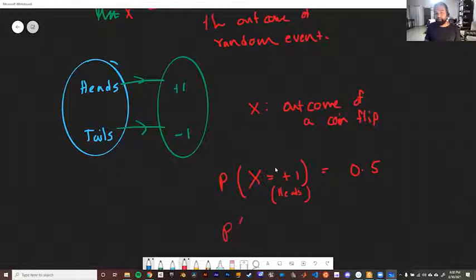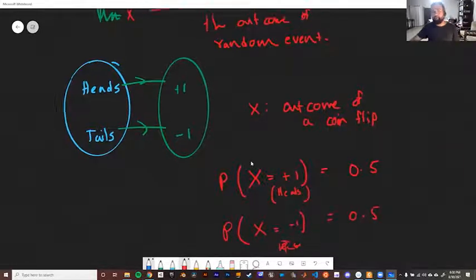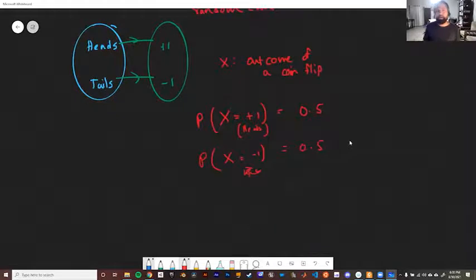Okay, and then we would say, what's the probability of X being -1, which is heads, tails? We would say 0.5, right? For an unbiased coin. So what I want to show you guys is this is how we normally write probabilities, right? We say probability of X equaling a certain value.